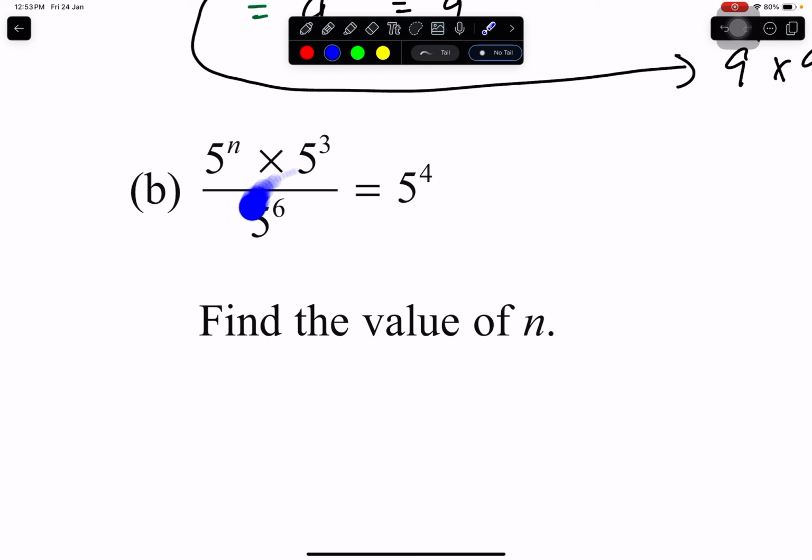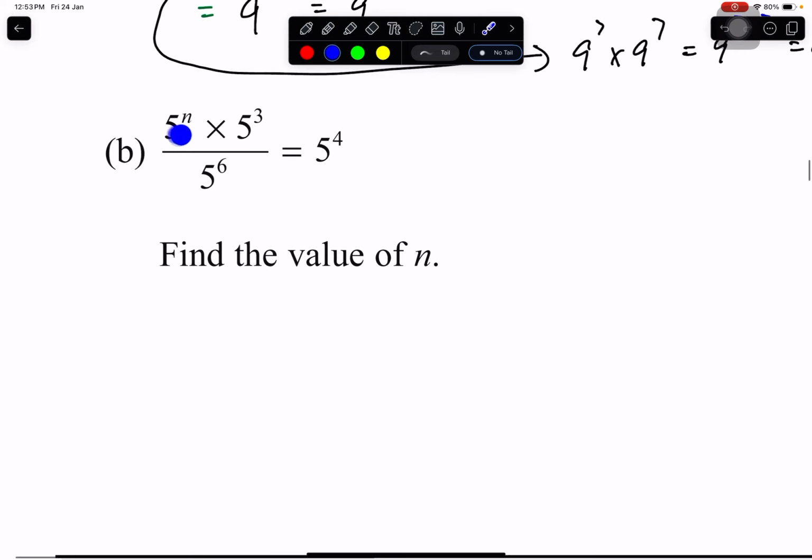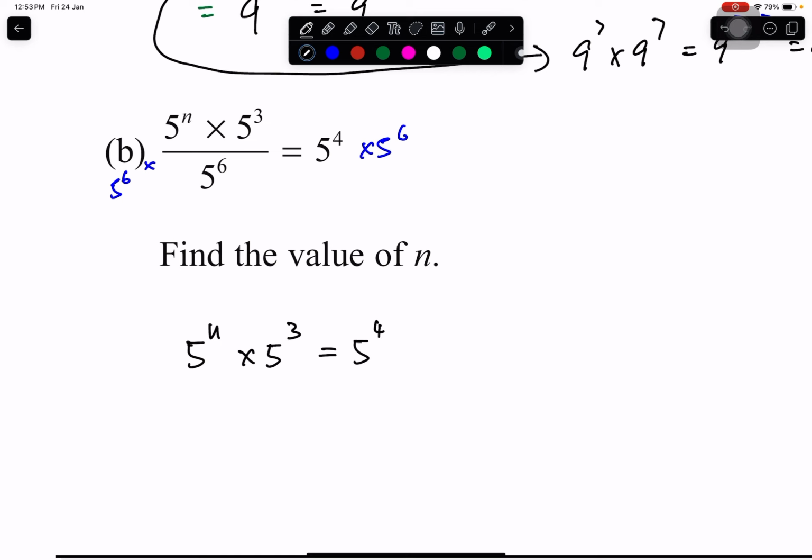So now for this one, let me use another method this time. We would like to isolate for the n number. First of all, we could have done it in a way that we multiply both sides by 5 to the power of 6. So we will have 5 to the power of n times 5 to the power of 3 equals 5 to the power of 4 times 5 to the power of 6.